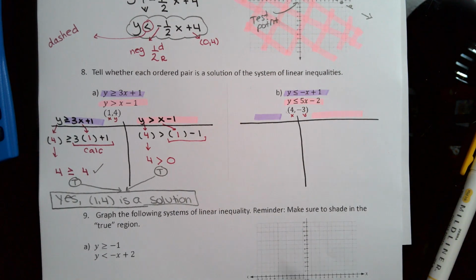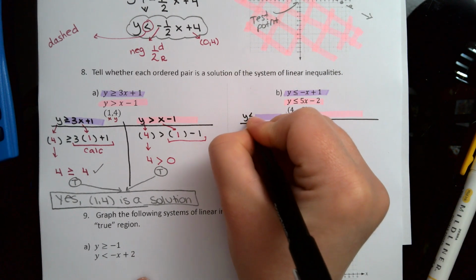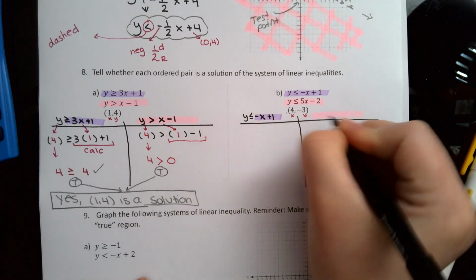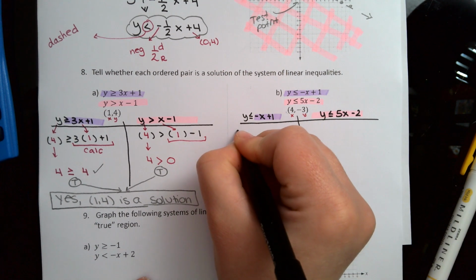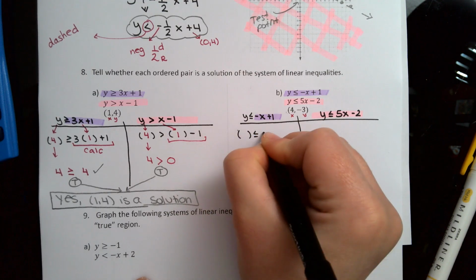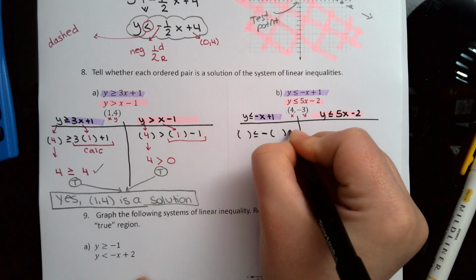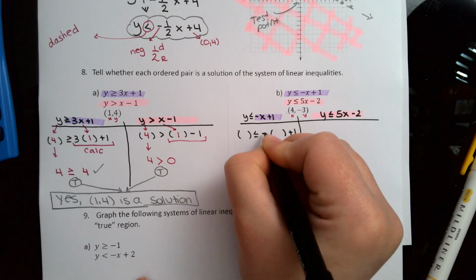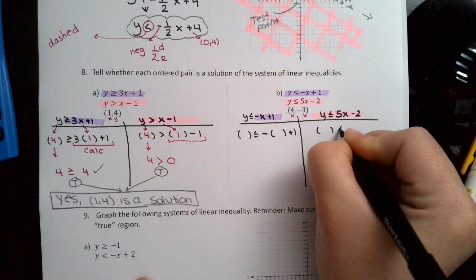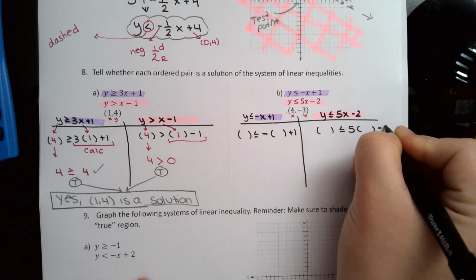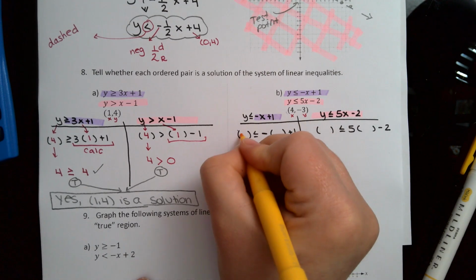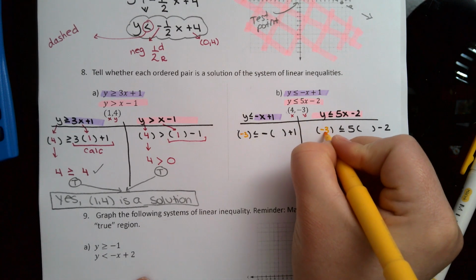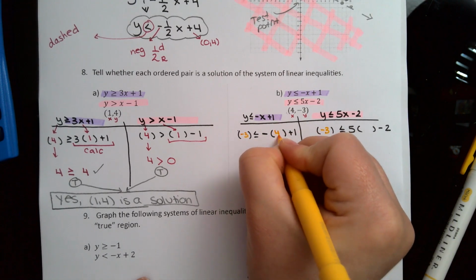Next, same thing here. Copy down the purple, copy down the pink. y is less than or equal to negative x plus 1. y is less than or equal to 5x minus 2. Open up for y. Careful with the negative. You're opening up for x. The negative is on the outside of the parentheses. Putting in the x and the y. So y was negative 3. x was 4.